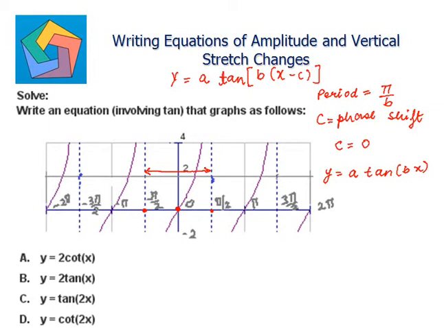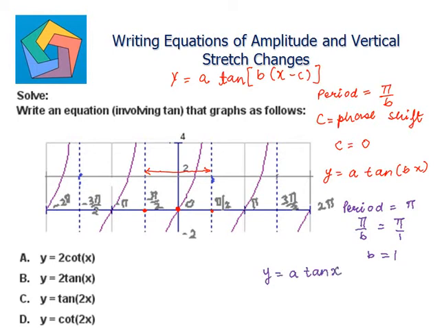So we can find b using the period. So period is pi, and period is given by pi by b. So pi by b is equal to pi by 1, we can say. Cross multiplying, we can say b is equal to 1. So the equation becomes y is equal to a tangent x.